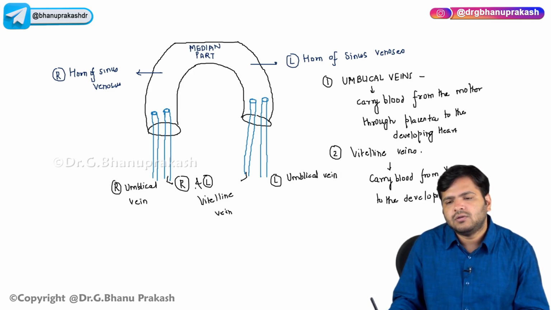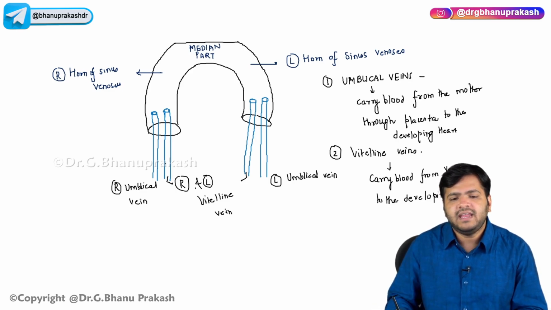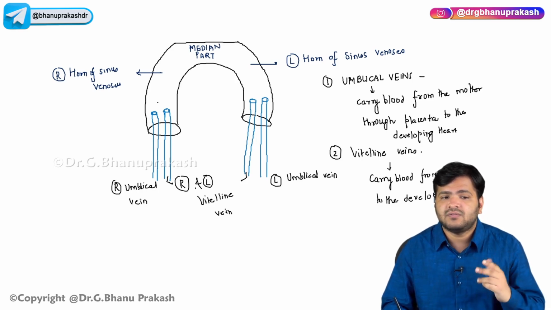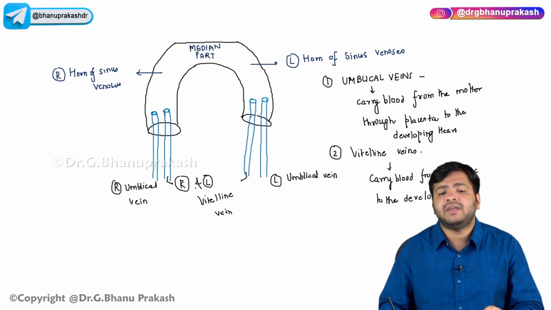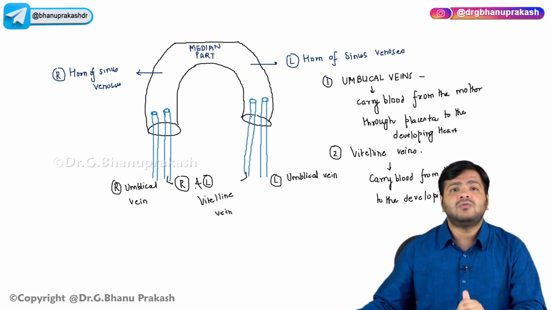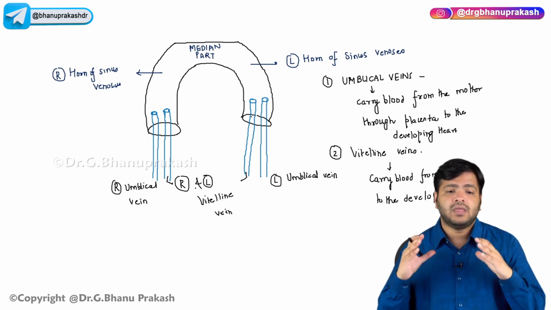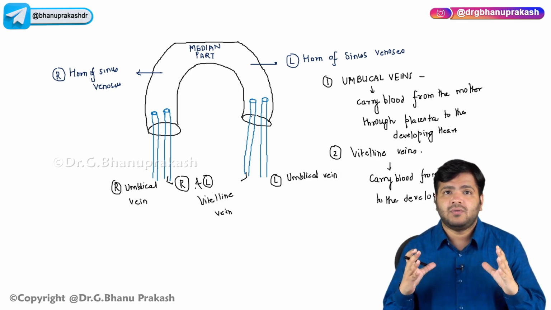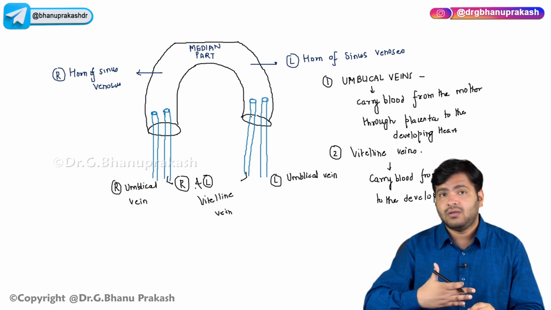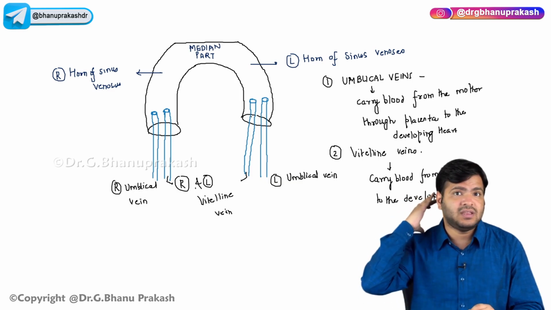You already know the right vitelline vein will drain into the right horn of the sinus venosus, and the left vitelline vein will drain the blood into the left horn of the sinus venosus. Now coming on to the third one, that is the cardinal veins. You already know that blood is also coming from the body wall. We have the anterior body wall and the posterior body wall.